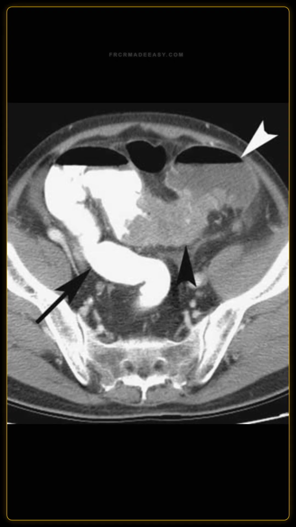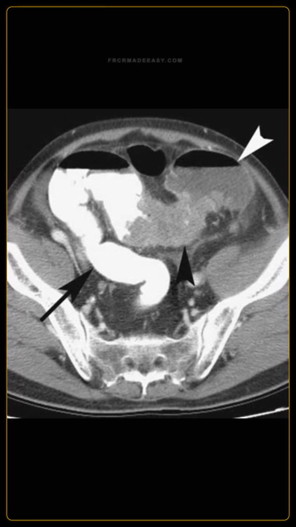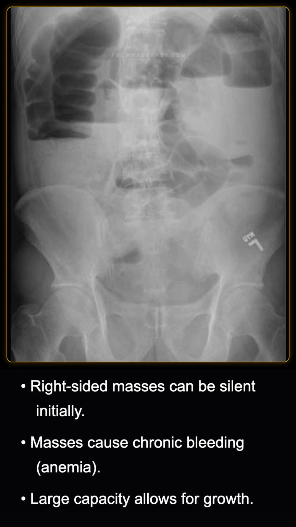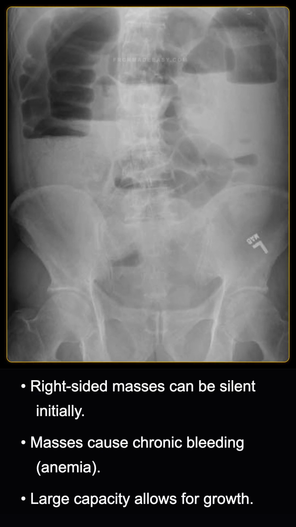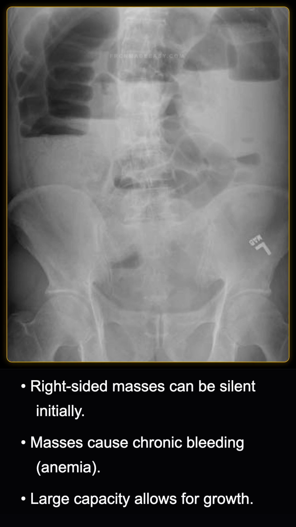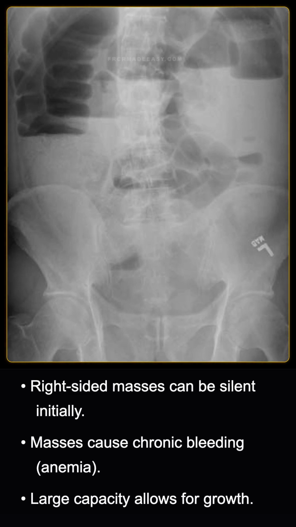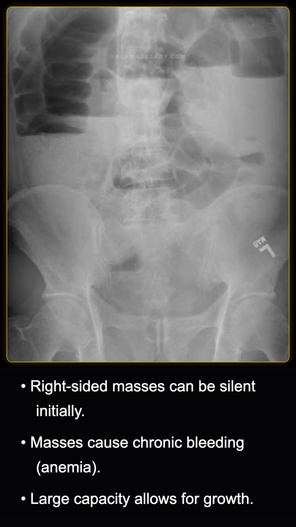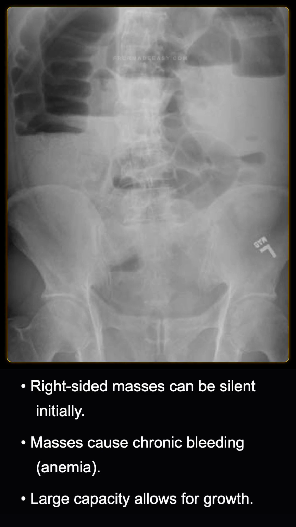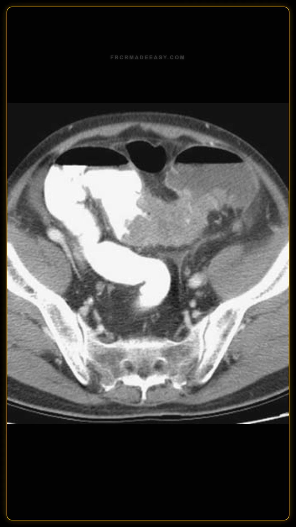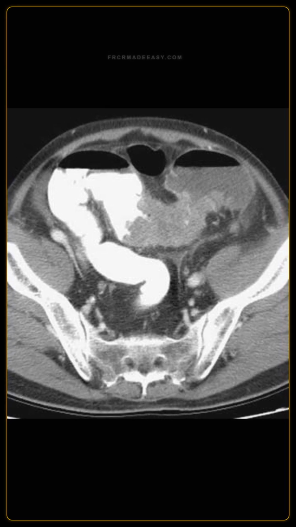How does that affect the presentation of right-sided masses? Because of the large capacity, right-sided masses can grow silently to a massive size, chronically oozing blood and causing profound anemia long before they ever physically obstruct the bowel. How would you manage this patient as a radiologist right now?